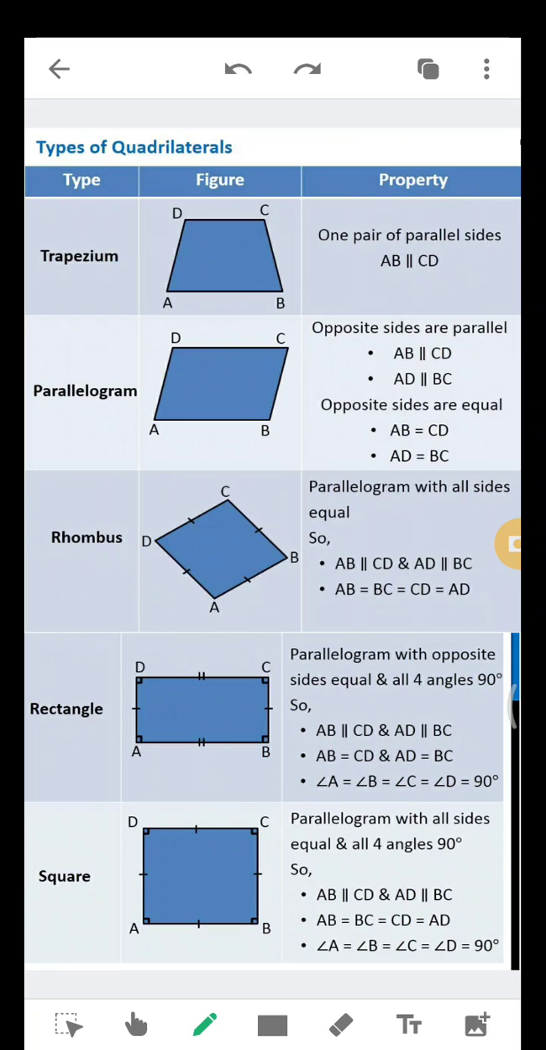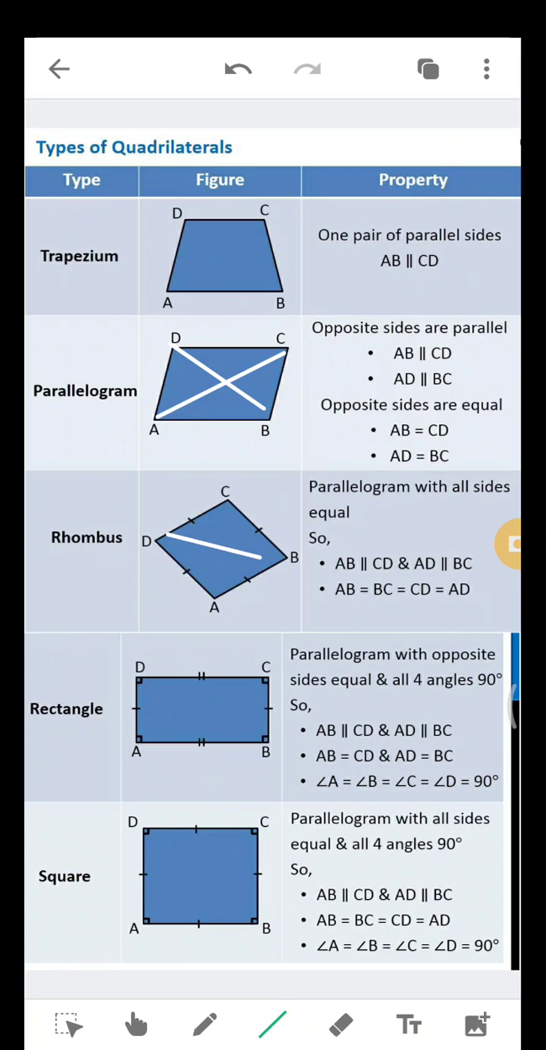Then we'll go to the diagonals also. How many diagonals can I draw in each one of these figures? I can draw two diagonals. What is a diagonal? A line joining two opposite vertices. So I can draw two diagonals in a quadrilateral. Let's draw two diagonals in this. AC is the first diagonal, BD is the other diagonal, and in a parallelogram these two diagonals are not equal. Keep this in mind, the diagonals are not equal.